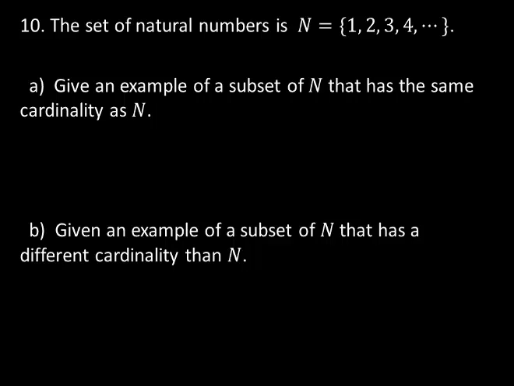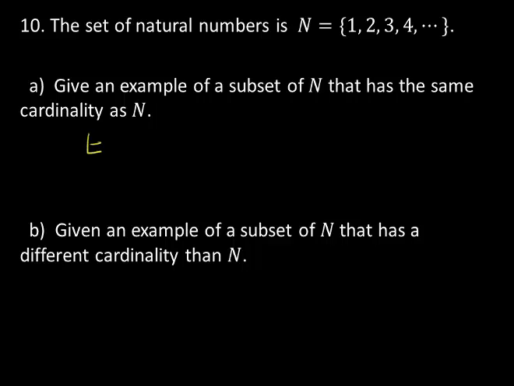Number 10, the set of natural numbers is N equals left curly brace 1, 2, 3, 4, dot dot dot right curly brace. The set of natural numbers. A, give an example of a subset of N that has the same cardinality as N. Well, that's unusual, isn't it? Because our experience is with finite sets, and we always know that subsets have a smaller cardinality than the parent set. But in infinite sets, that's not the case.